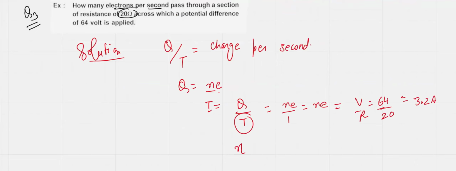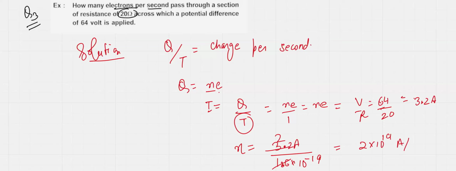What is N? 3.2 ampere divided by the charge of one electron. Electron charge is given. If you put the value, we are going to get 1.6 into 10 to the power minus 19. Is that clear, Kirtana? Yes, sir. 3.2 divided by 1.6 will result in 2. So this will become 2 into 10 to the power 19 ampere per coulomb.